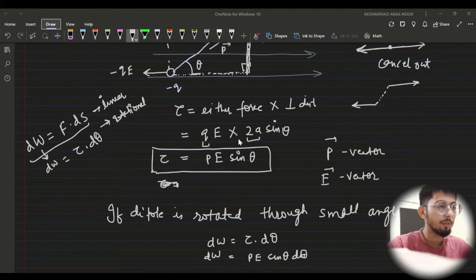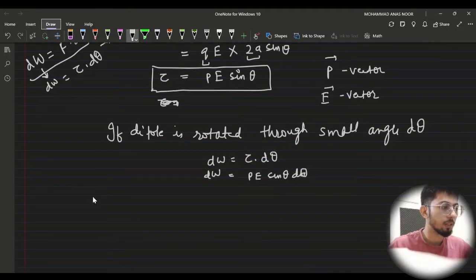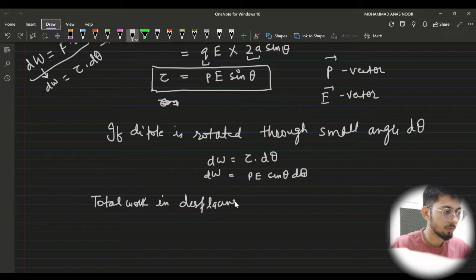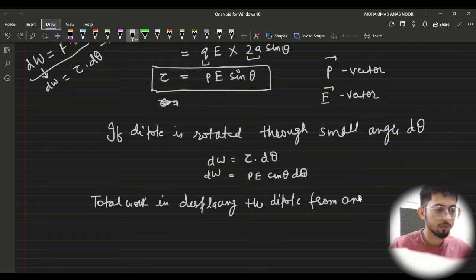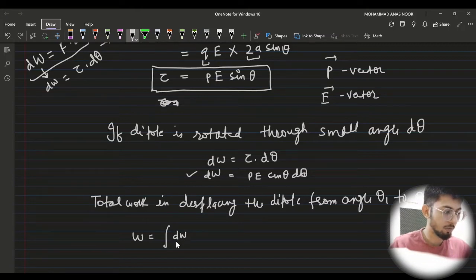Now we want to find the total work in displacing the dipole from some angle theta 1 to some other angle theta 2. We have found the small work dw. How do we find the whole work? I told you, using integration. You add these small works, and then you will find the total work.